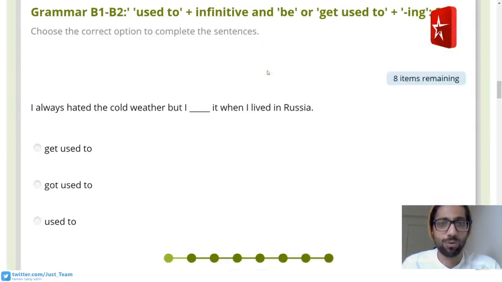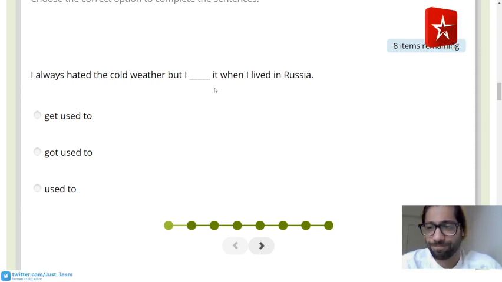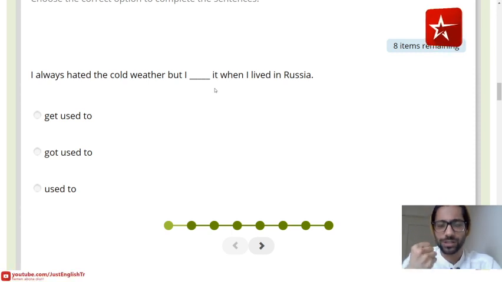Let's do this grammar with used to, and let's see if we can do that or not. Are you ready? Are you prepared? Are you set? Let's do it.